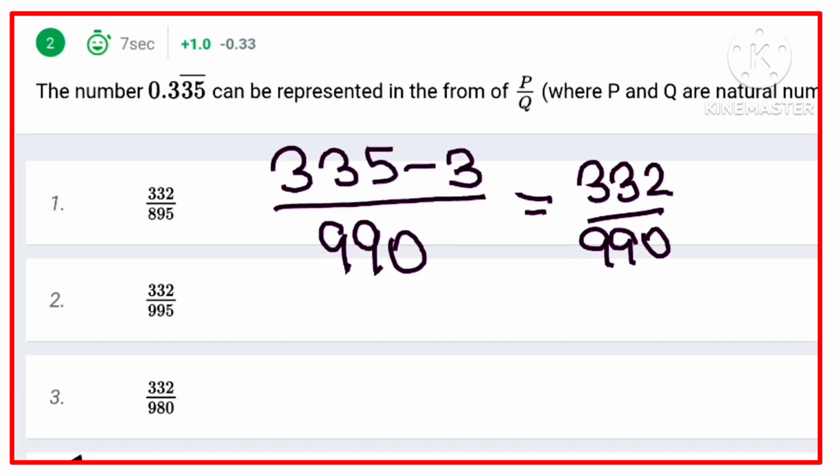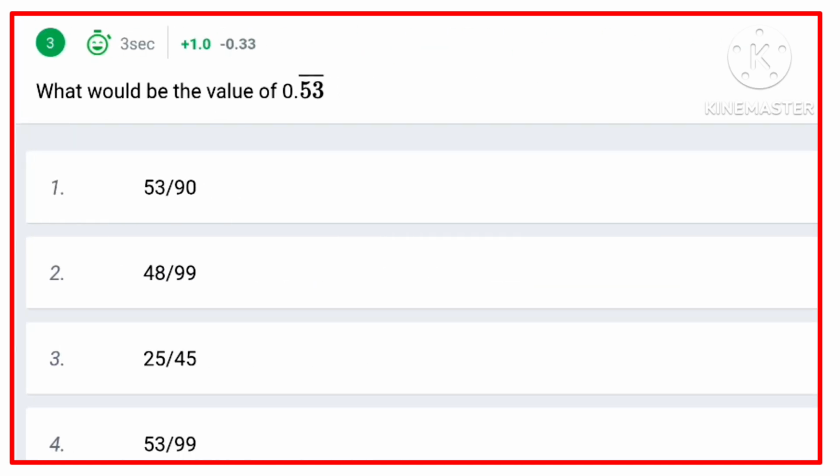The next question now. In the same way, you are asked to represent this particular number in the form of P by Q. So I think you can do this now. You need to write the digits which are under the bar, that is 53, and subtract the digits which are not under the bar. Nothing is there like this. So divided by the number of digits which are under the bar, for that you need to write that number of 9s in the denominator. So here we have two digits under the bar, so 99. So here option number 4 will be your correct answer.